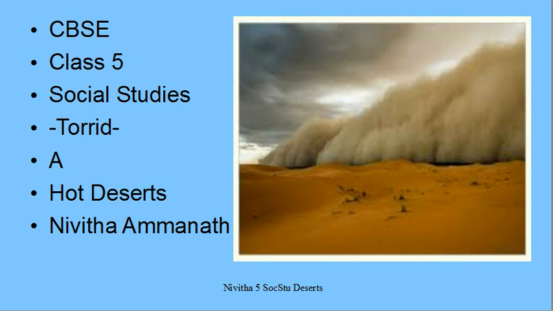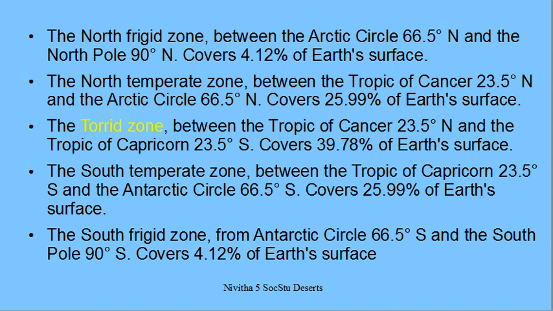Now we have seen that the North Frigid Zone lies between 90 degrees north and 66 degrees north, that is the Arctic Circle, while the South Frigid Zone is from the Antarctic Circle to the South Pole, 66.5 degrees south to 90 degrees south. The temperate zones are between the Tropic of Cancer and the Arctic Circle, or the Tropic of Capricorn and the Antarctic Circle. The torrid zone lies between the Equator and the Tropic of Cancer, or the Equator and the Tropic of Capricorn.